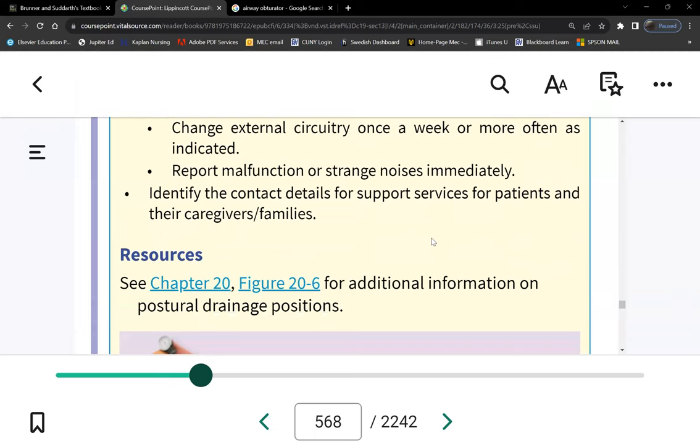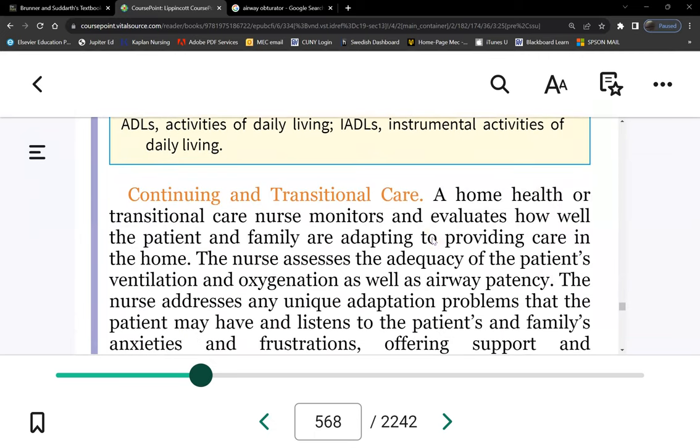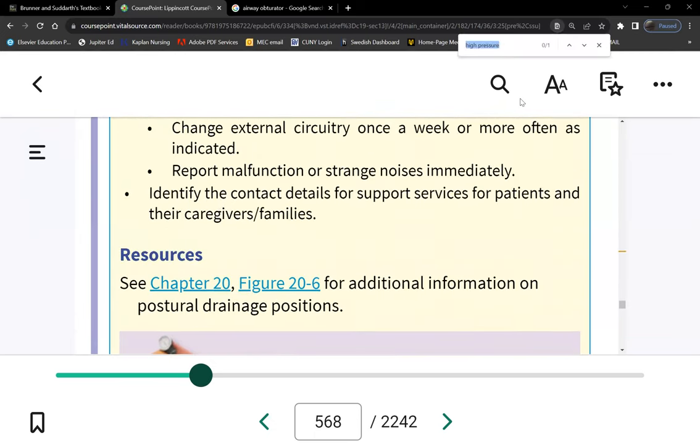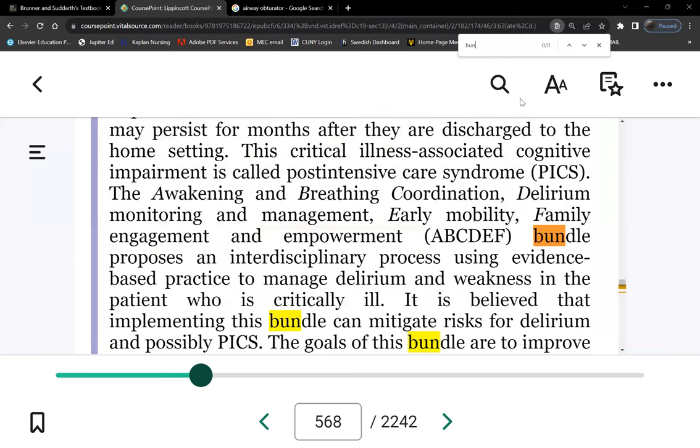Okay, very good. Okay, so that's the VAP bundle. Yeah. A bundle, so these are a bundle of actions, okay? We have a bundle for sepsis, remember? Surviving sepsis bundle, this is for VAP, ventilator-associated pneumonia, VAP bundle, all right?